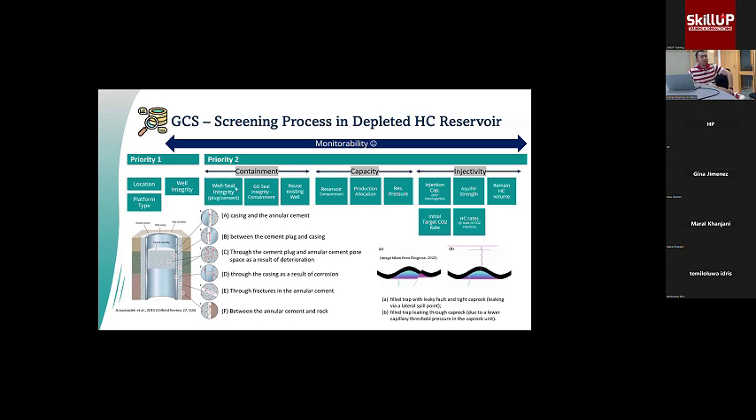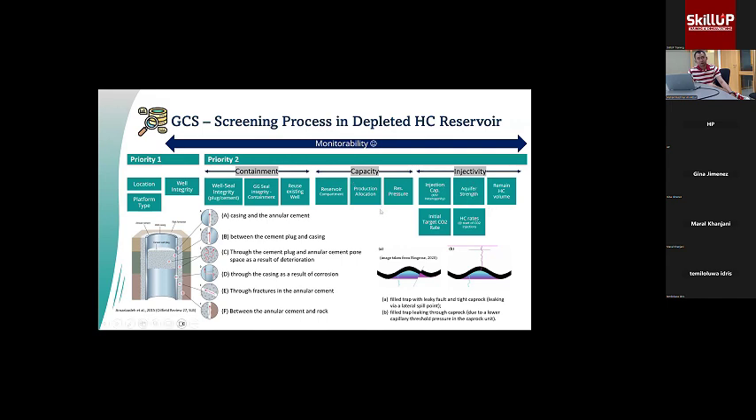If you're already sure about the containment and so on, then we go to calculate the capacity. If we are not sure about this, then we forget about capacity and injectivity. But if we're already sure about priority one and priority two regarding containment, then we can go to calculate the capacity. Regarding the capacity, we are considering the production allocation, reservoir pressure, and reservoir compartment, which is leading into how much CO2 can be stored in the ultimate storage.